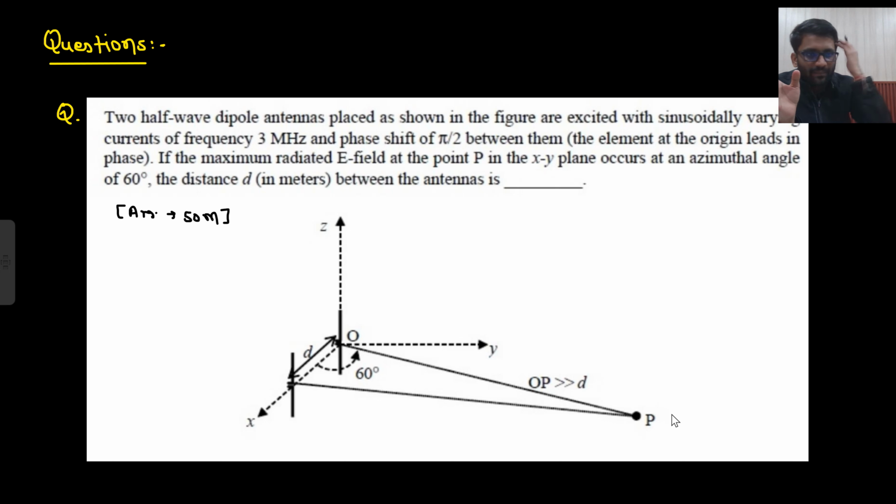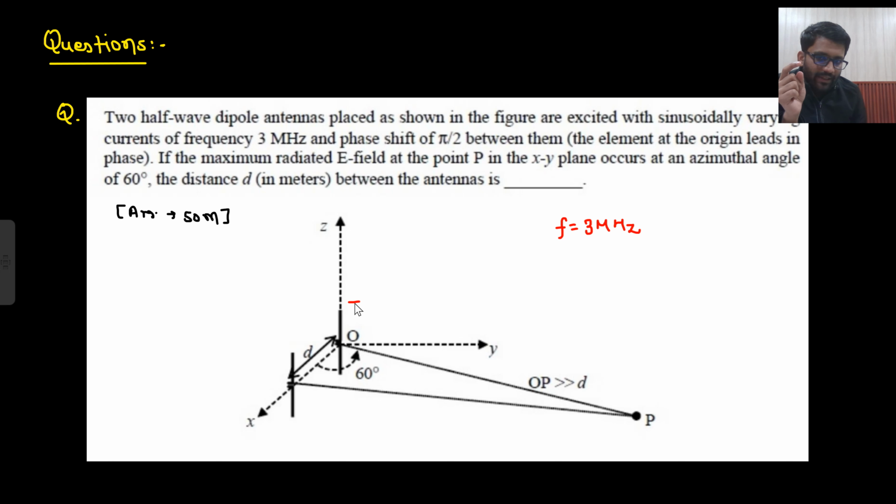So they have given the omega value and the f value. Like if the current source is cos(omega t plus alpha 1), they have given this omega value, although I don't think it will be used, or it might be used. The f value they have given is 3 megahertz, the same for both of them, having a phase shift of pi by 2. The element at the origin leads in phase.